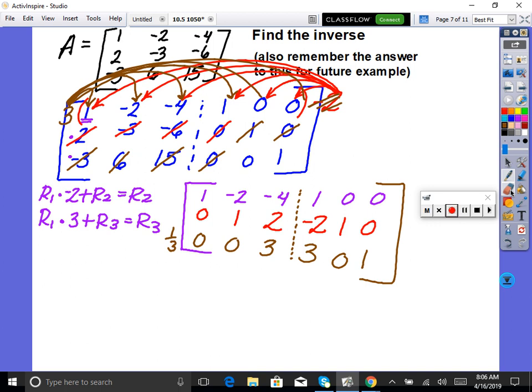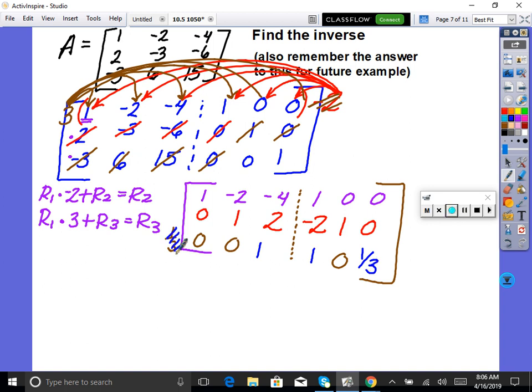So 0 times a third is still 0. 0 times a third is still 0. 3 times a third is 1. 3 times a third is 1. And then 1 times a third is a third. So now this will be 1, 1, and 1 third. 1 times a third is a third. Does everybody see why I got that?